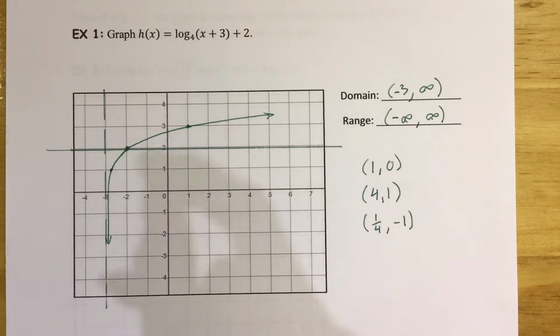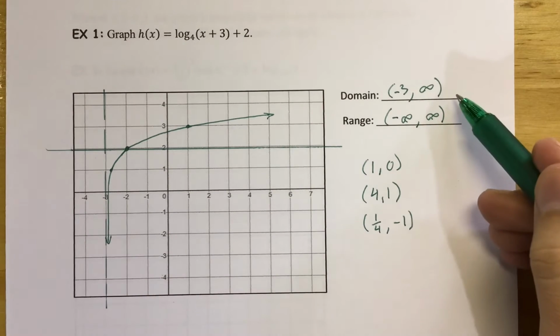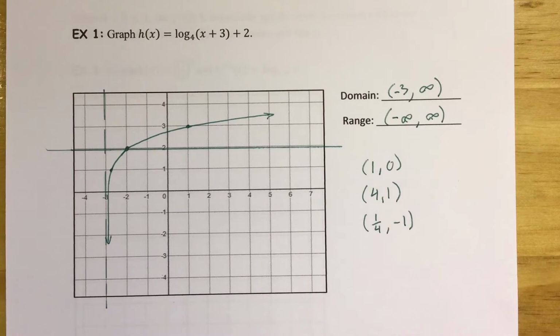Now, you should also take a little bit of time and go back and look at exponentials and think about the domain and range for those. For exponentials, the domain was all real numbers, but the range was the one that was bounded, either on top or bottom, depending on how we flip it or not.